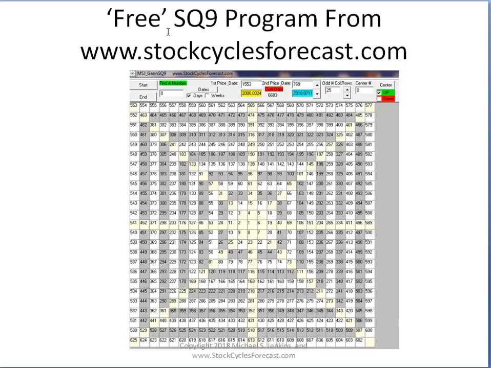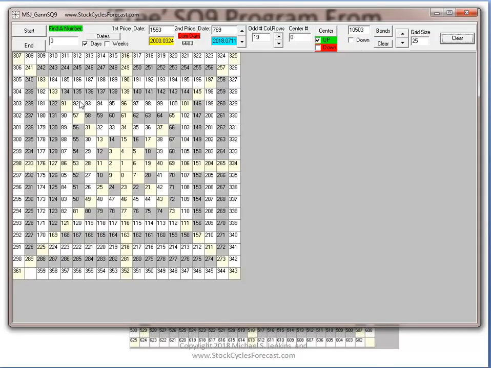On my website, I do give out a free Square of 9 program that looks like this if you prefer to use the Square of 9. Here's an actual live one. It's also a square of 19, I mention that because that goes out to 361. So this one works pretty well for most medium price stocks.